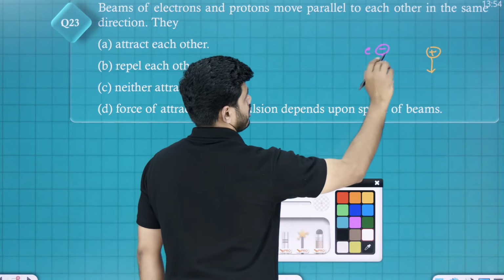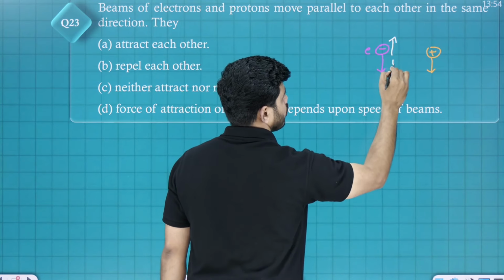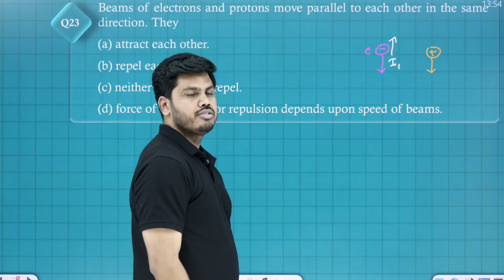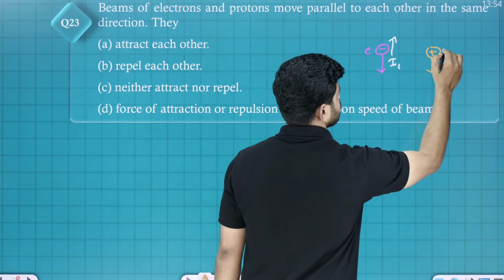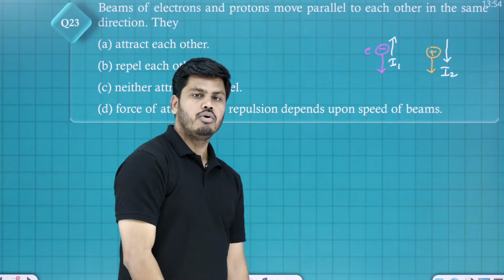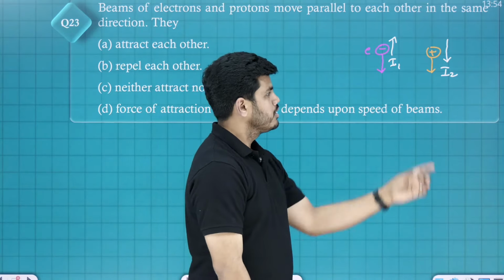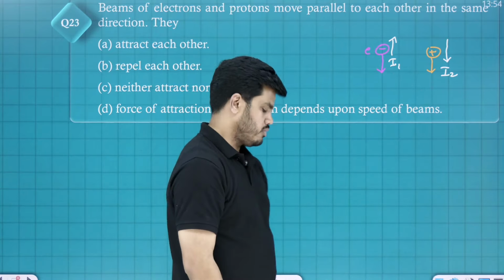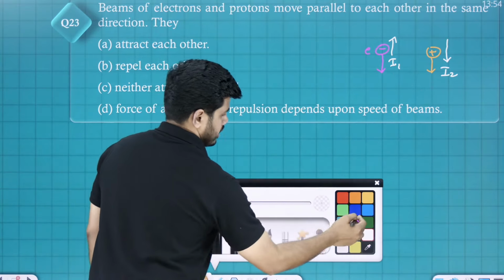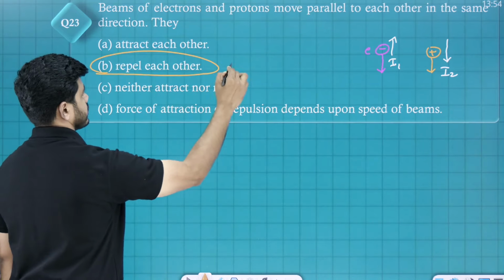They constitute current also, right? So there will be a current I1. I1 is the current due to electron flow, which is against the motion of the electrons. I2 is the current due to the proton flow, which is along the direction of the flow of protons, right? We know positive charge gives the conventional direction of current. So I1 and I2 are opposite currents. We know opposite currents actually repel each other. So option B should be correct, right?